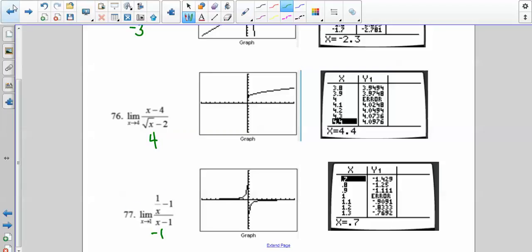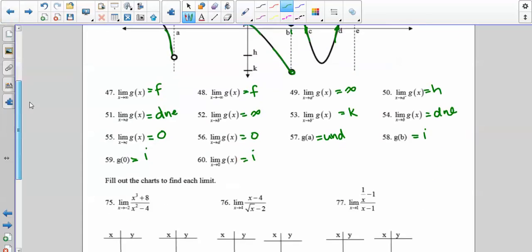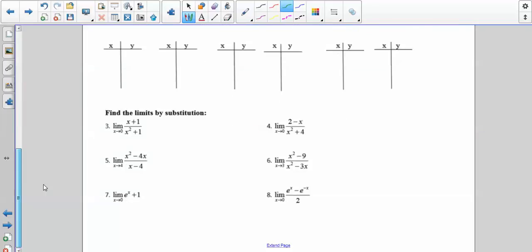And let's flip back to the last section. So we answered those previously. Find the limits by substitution. So we are going to substitute in the values and find our limits. By substituting in 0, I have 0 plus 1 over 0 plus 1, which gives me 1. In 4, I substitute 0. I get 2 minus 0 over 0 plus 4, which is 2 over 4, or 1/2.